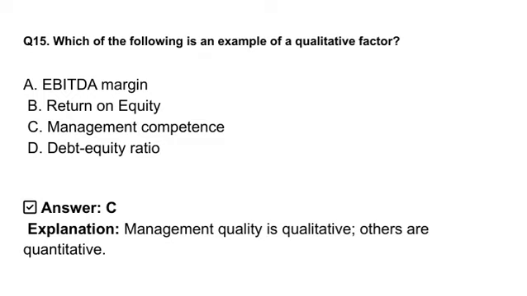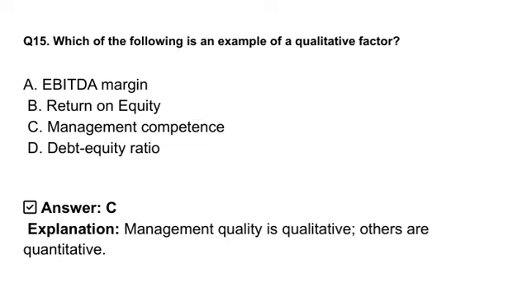Now let's look at the options on this slide. We have A, EBITDA margin, B, return on equity, C, management competence, and D, debt-equity ratio. The key question here is, which of these is a qualitative factor? What really sets management competence apart is that it's based on qualities, skills, and judgment, things we can't easily measure with numbers. That's why it's considered qualitative.